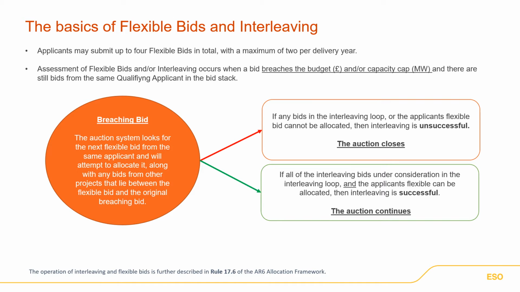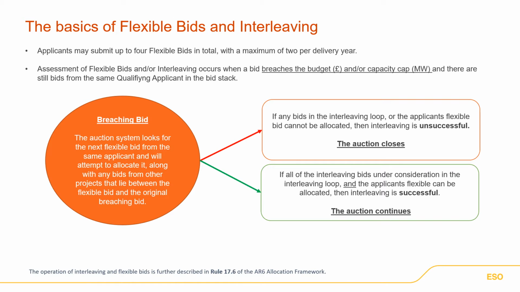Flexible bids or interleaving then comes into play when a bid causes any applicable pot or overall capacity cap, or monetary pot or budget to be exceeded by the cumulative value of the relevant qualifying applications in the auction. The auction would then close unless there are flexible bids in relation to a qualifying application present in the auction bid stack.